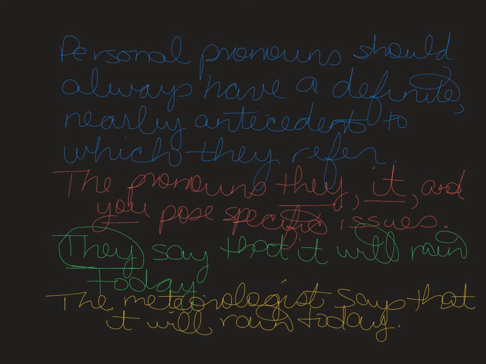They say that it will rain today. Well, people may say this type of thing, but who is they? Okay? Especially in your writing, you need to be specific. The meteorologist says that it will rain today. The weatherman says that it will rain today. Whoever, but you need to be specific. They without an antecedent doesn't work.